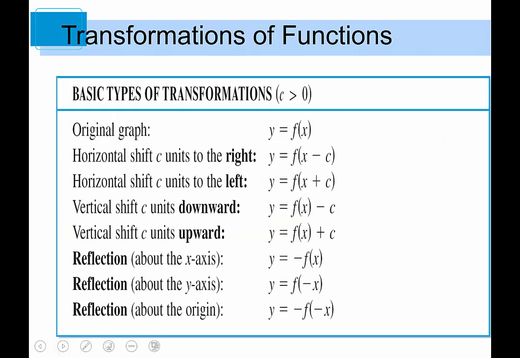So this is a summary of typical transformations. For example, if the original graph is y equals f of x, then for a horizontal shift c units to the right, you subtract c from the x, and you come out with y equals f of x minus c. And the second transformation is a horizontal shift c units to the left. You add c to the x.